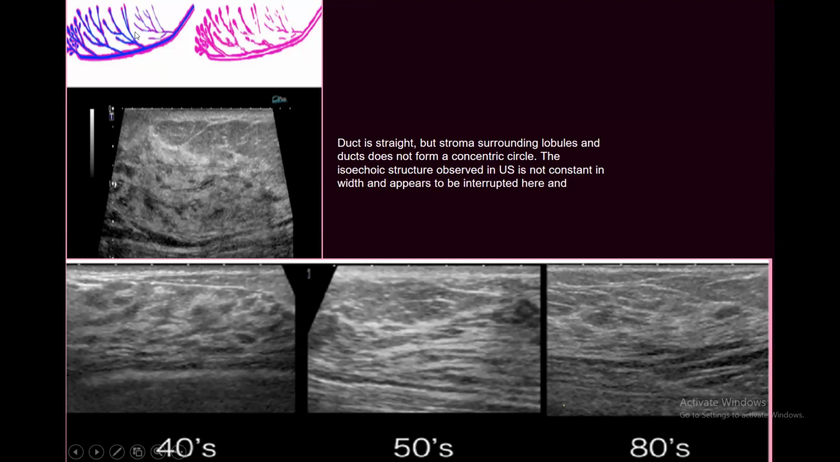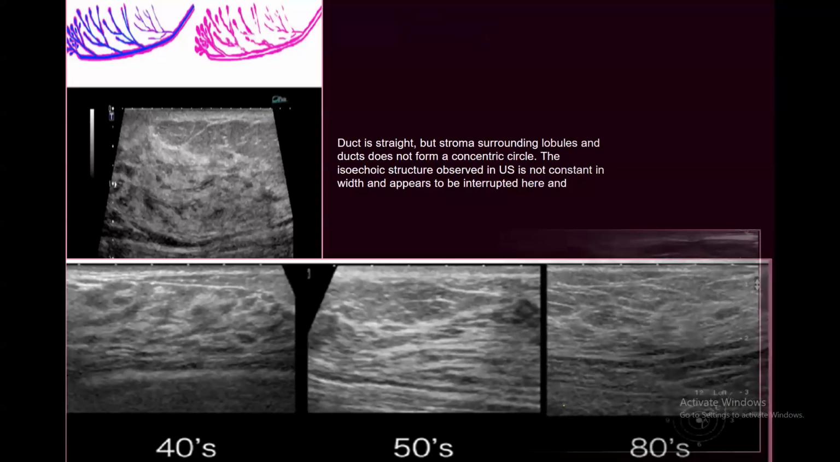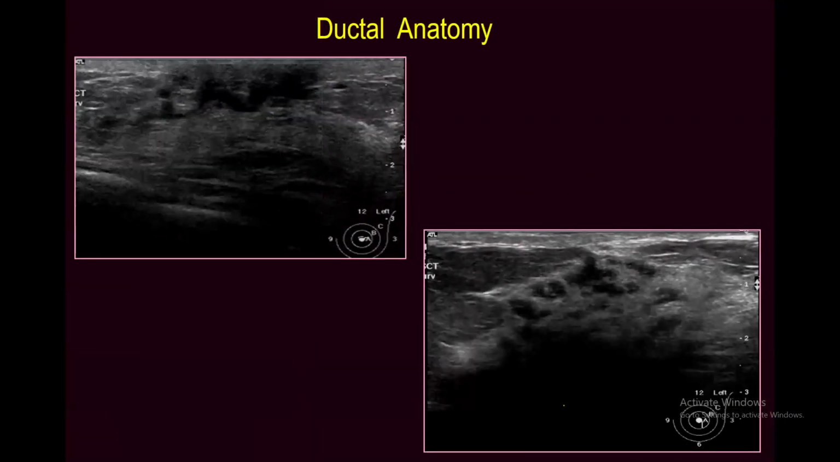You see the same as these illustrations, and definitely it will appear in a younger lady. This is a 40-year-old, but start to involute and disappear. This is a 50-year-old. The ductal system much less, and much less in these 80 years old, or almost even disappear completely due to involutions, postmenopausal involutions.